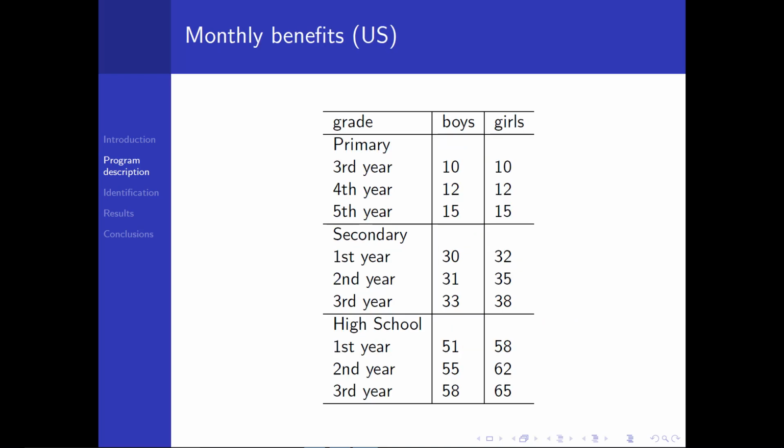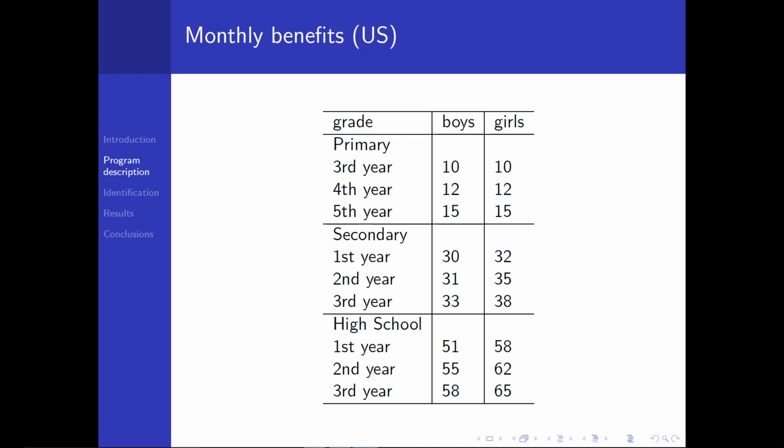Okay, so here's the schedule of the grants. These are the education grants, the amount in U.S. dollars. There are two features you can see from these grants. One, they go up with the grade. This reflects higher opportunity costs of kids going to school as they get older. Another aspect is that starting in secondary and high school, the grants are slightly higher for girls than for boys.